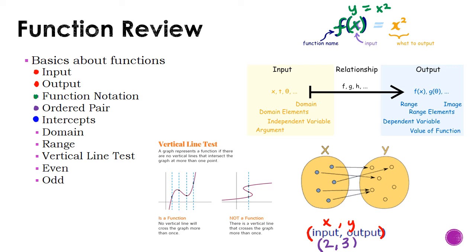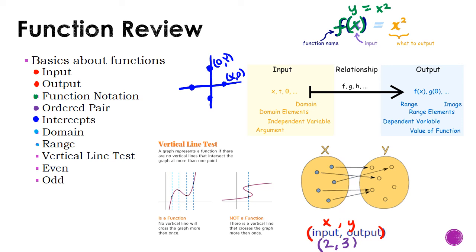Intercepts. Intercepts are on our coordinate plane. If it's x-intercepts, they're on the x-axis. If they're y-intercepts, they're on the y-axis. What's important to remember here is, if they're on the x-axis, their y value is 0, or their output is 0. If they're on the y-axis, their input is 0. So remember which one is 0 for your intercepts.